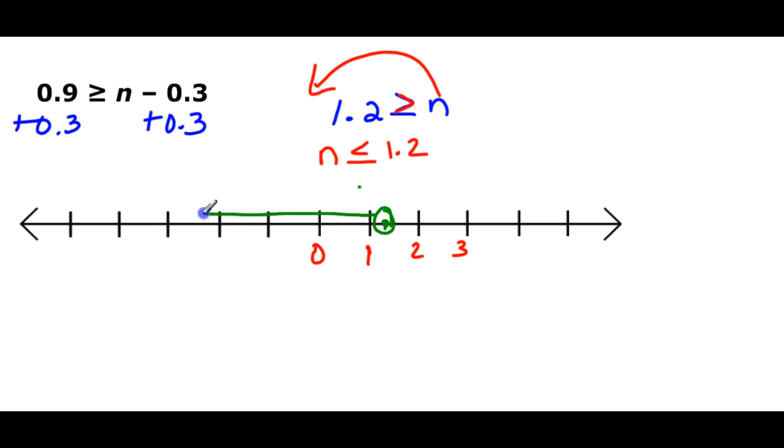My arrow points to the left. But since this has the "or equal to," that means I'm allowed to include 1.2. So I'm going to go ahead and color that in. Okay, and that's the difference between those.